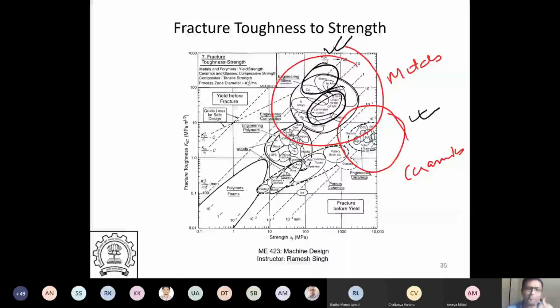If it is something where you don't want sudden failure, metals will be the right thing for the most part. They are more tolerant to cracks. But composite is also a good choice. There's a lot of overlap between composite and metals in this case. And polymers are right here. They are better than most of ceramics, but lower than metals and composites.